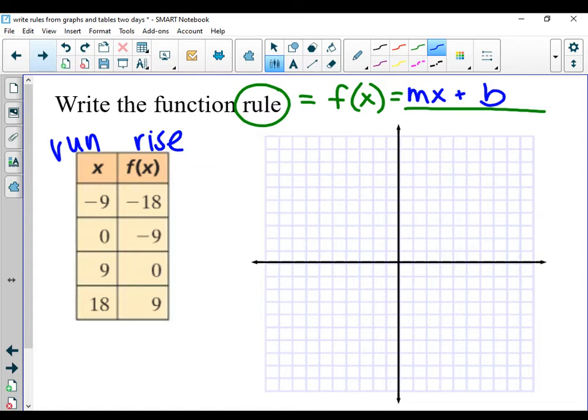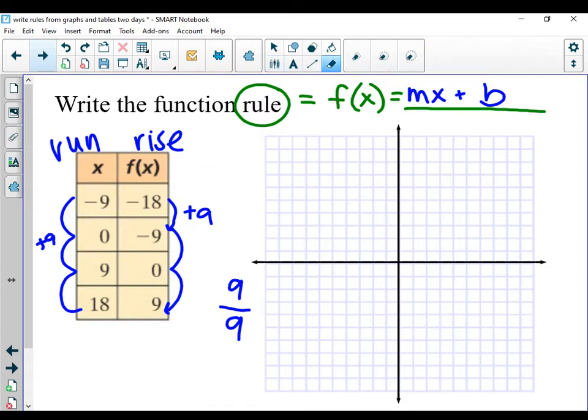Sorry, Ellie, go. So -18 to -9 is +9. Oh, she found a pattern. +9 all the way down. Same on the other side. Rise 9, run 9. Allison? If I put it to 1, or we could just call it 1. Rise 1, run 1.